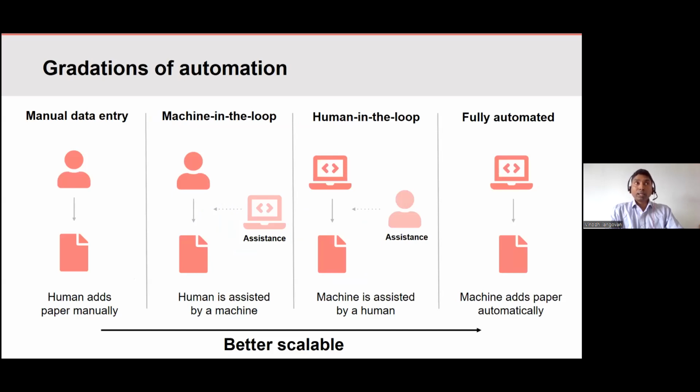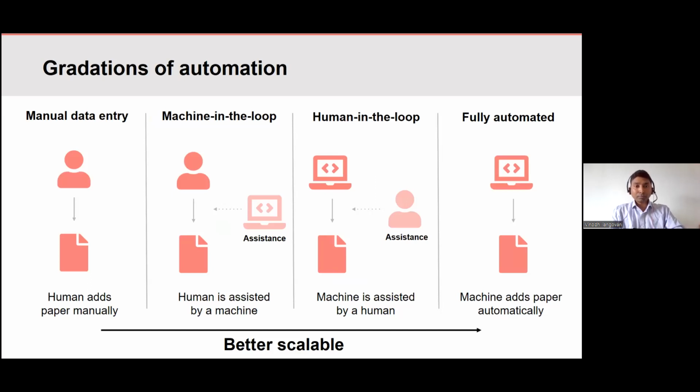So one thing that I already mentioned is that we have a lot of human in the loop, or a lot of manual data entry where a human has to add a paper manually. And as you could see in this figure, the scalability increases with full automation, while currently we have something where a human user or a domain expert enters a paper manually within the system.